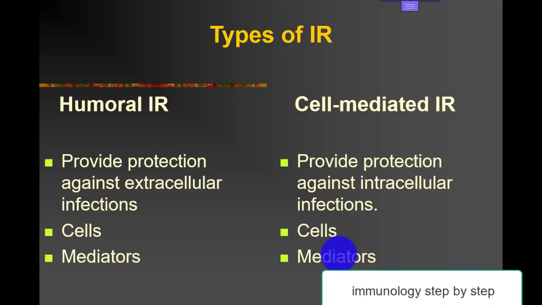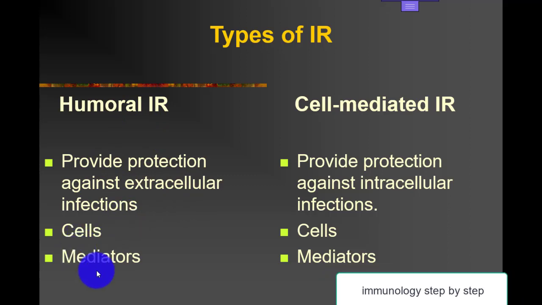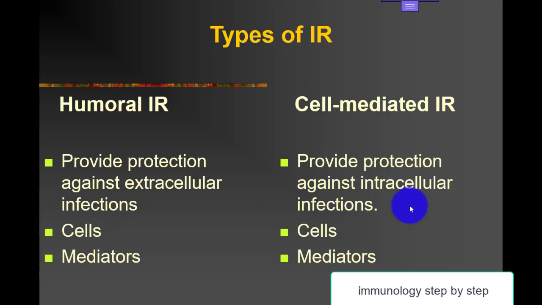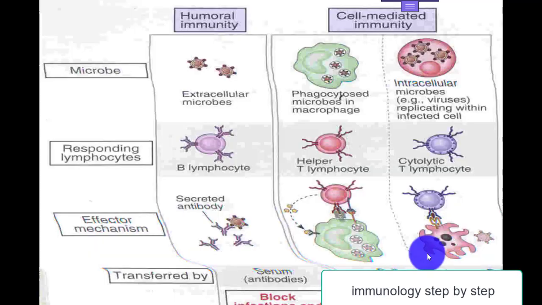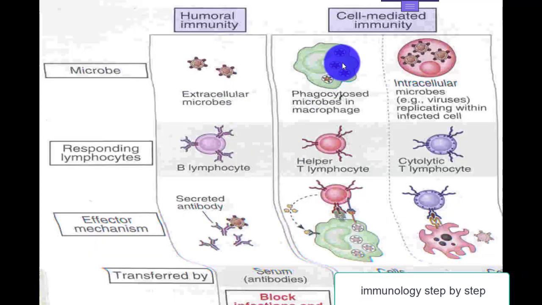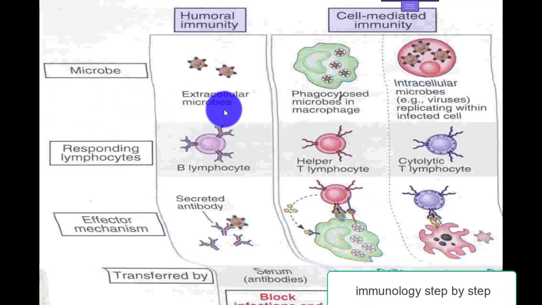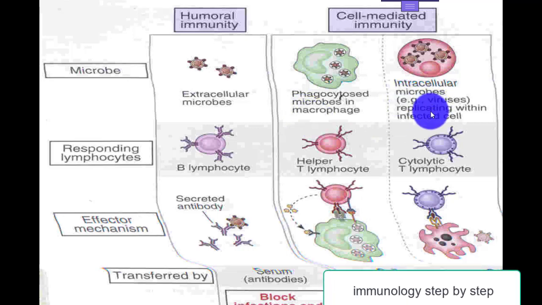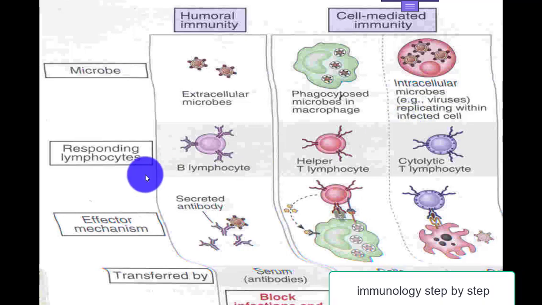Types of immune response: humoral and cell-mediated immune response. The humoral immune response provides protection against extracellular infections, with cells and mediators. The cell-mediated immune response provides protection against intracellular infections, with cells and mediators. Extracellular microbes are phagocytosed in macrophages, while intracellular microbes like viruses replicate within the infected cell.